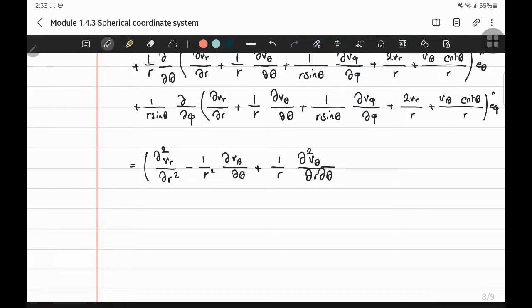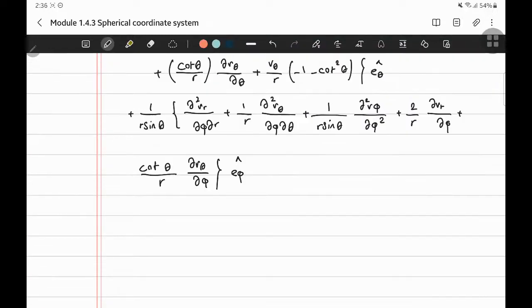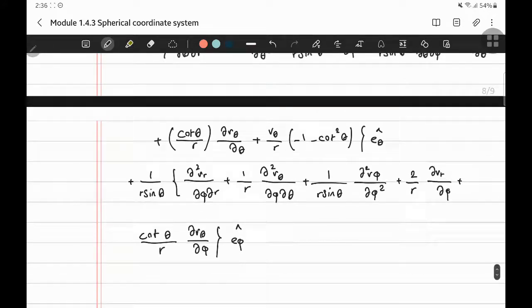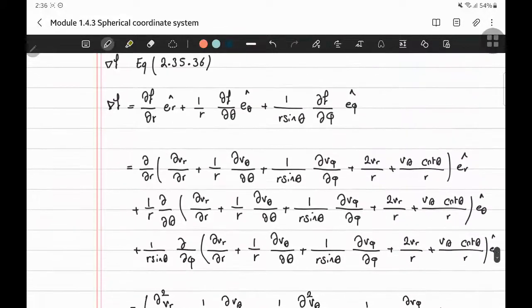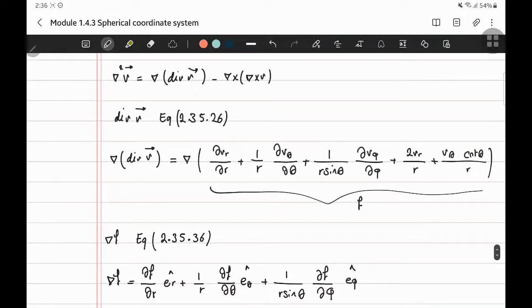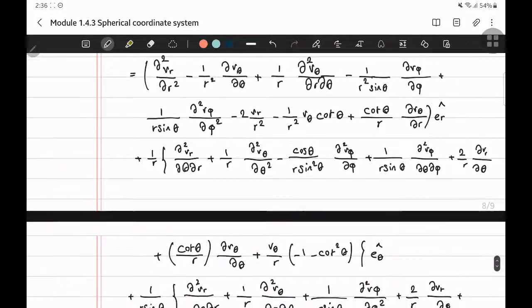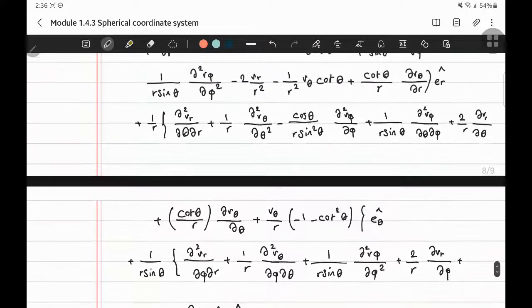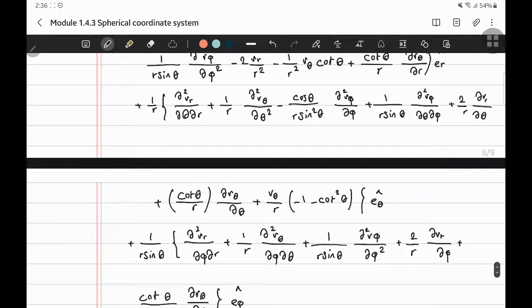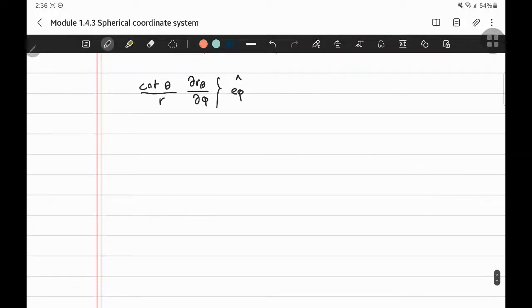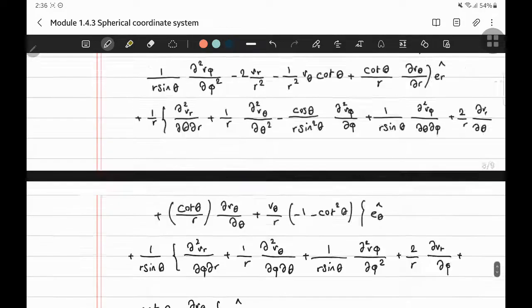I pause the video and write all the equations here. All right, so now we have all the equations regarding this part, the gradient of the divergence of V. It starts from here, it goes down here, and you see that we have an er, e theta, and e phi component here. I hope I haven't missed anything, but you can always check, and also you have the book yourself. So let's continue with the next term here.